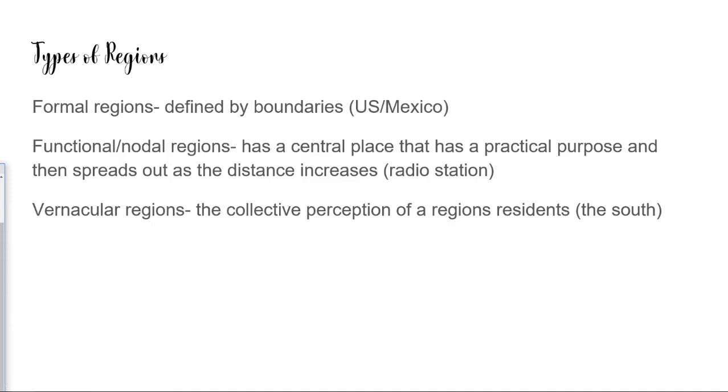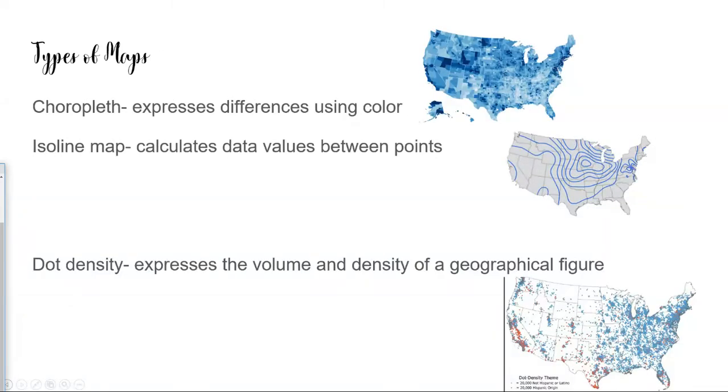Next, you should know the types of regions. Formal regions are regions defined by boundaries. Functional and nodal regions have a central place with a practical purpose that then spreads out as distance increases, such as a radio station. Then there's vernacular regions, which are the collective perception of a region's residents, such as the South.